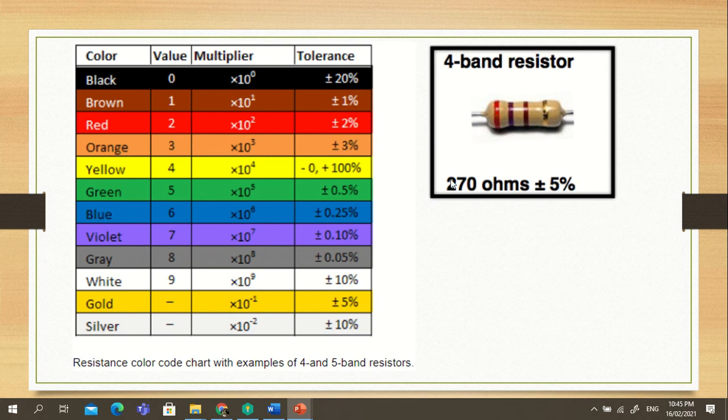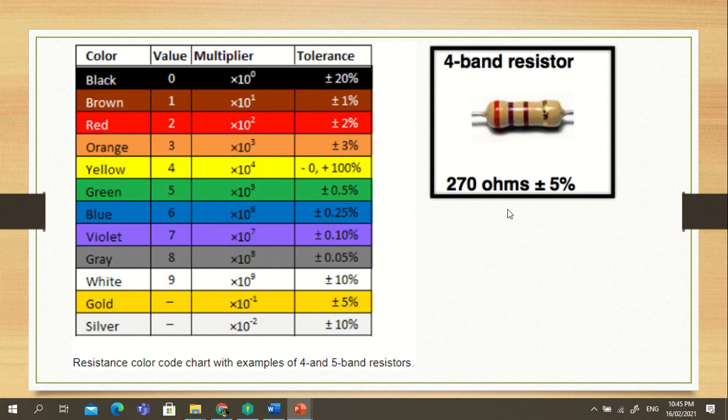So it means, class, when you use the ohmmeter, the instrument that can measure the resistance of the resistor, if the value is 270, or 5% less than this value, or 5% more than this value, it means that this is an acceptable value for this resistor. So it means that it's still in the range.